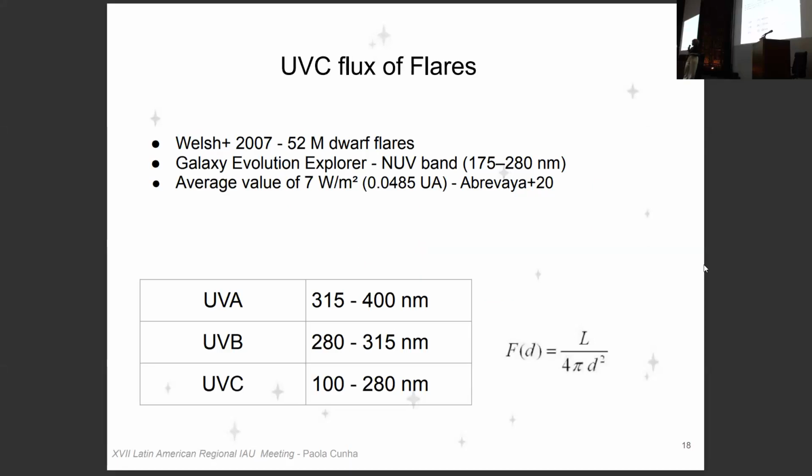Okay, now let's compare to the UVC flux of flares on the Proxima B surface. We don't have many values available for the UVC range, so we used the work of Loyd, who analyzed the flares of 52 M dwarfs with GALEX in the NUV band, which is close to the UVC band. We got an average value of 7 watts per square meter for the distance of Proxima B, and Abrevaya and collaborators also used this value.